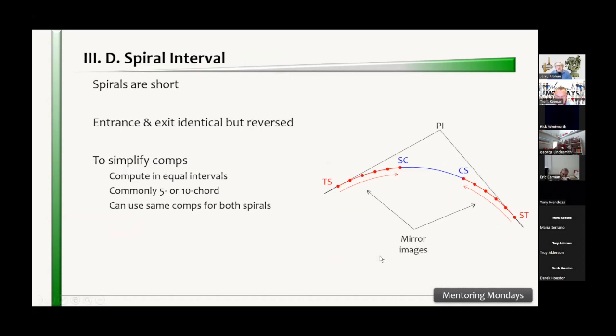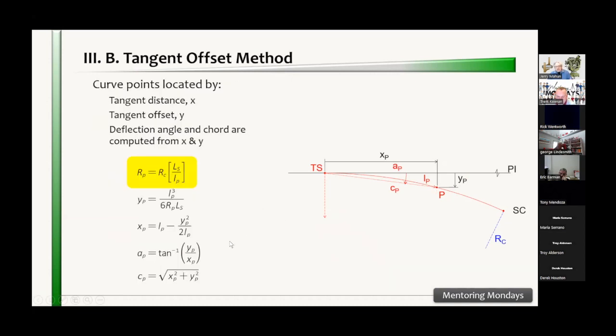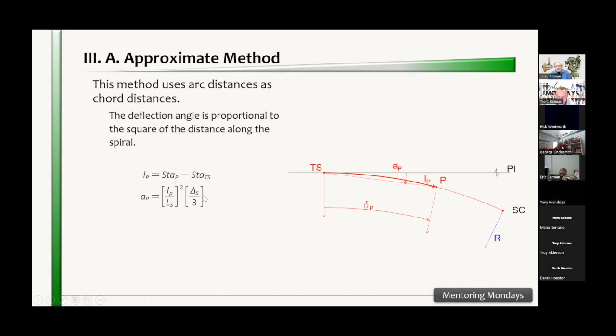So you can see, if you want to do it very exact, you do it this way, and that takes a lot of calculations. If you don't mind that being approximate, or a little bit better than approximate, use a tangent offset method. But in 99% of the cases, using just the approximate method will be sufficient for short spirals.